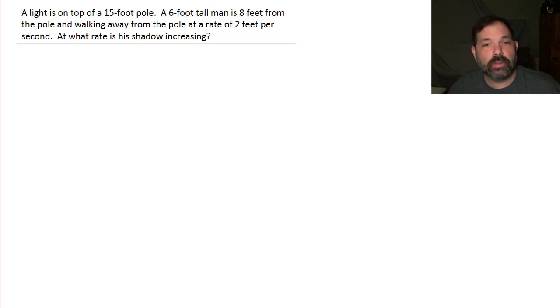A light is on top of a 15-foot pole. A 6-foot tall man is 8 feet from the pole and walking away from the pole at a rate of 2 feet per second. At what rate is his shadow increasing? For this one, I think a diagram is going to be particularly useful. And in setting up this problem and creating the relation, I'm going to use similar triangles.